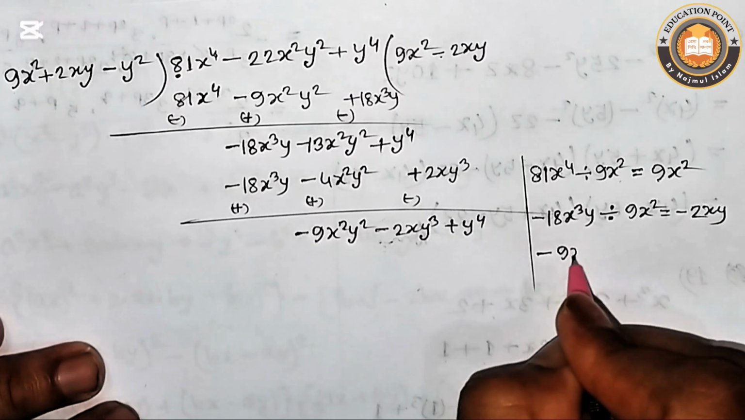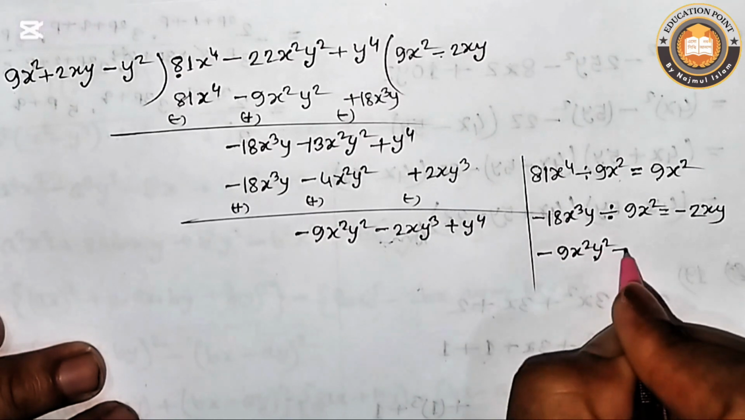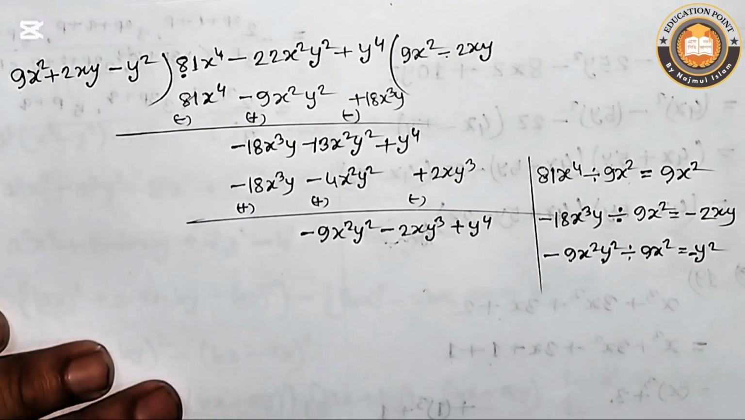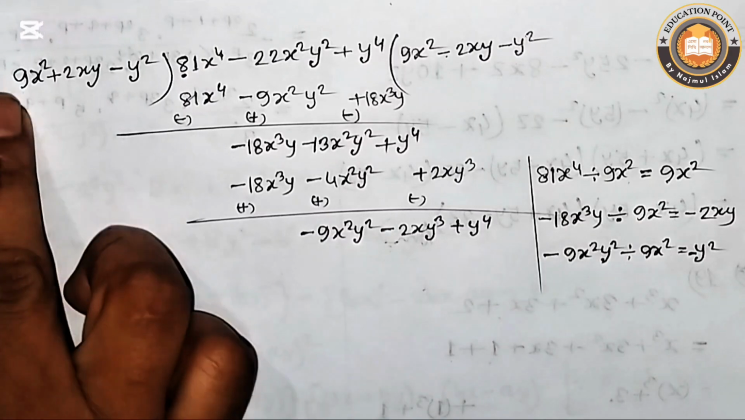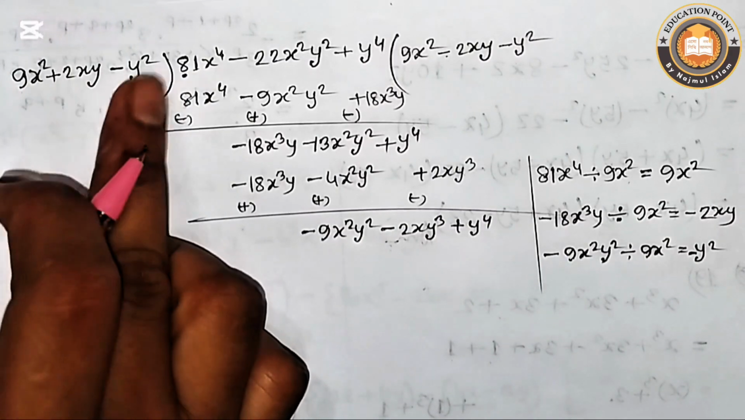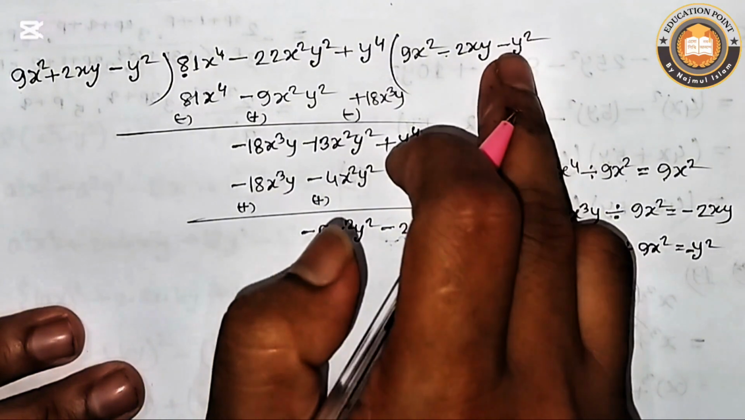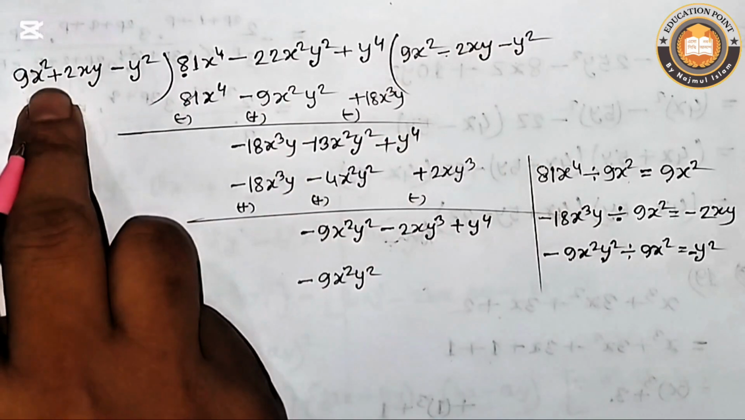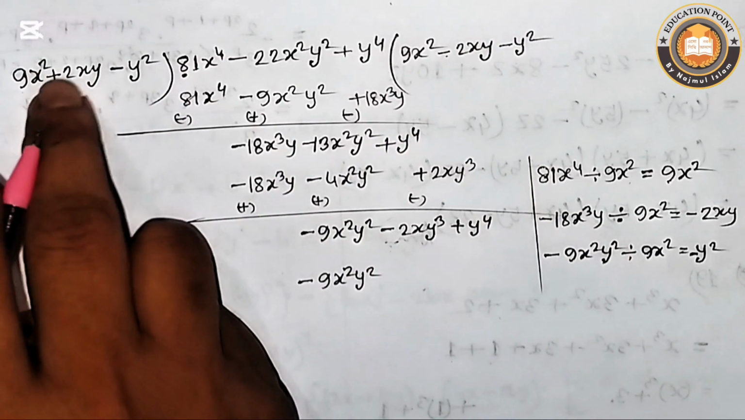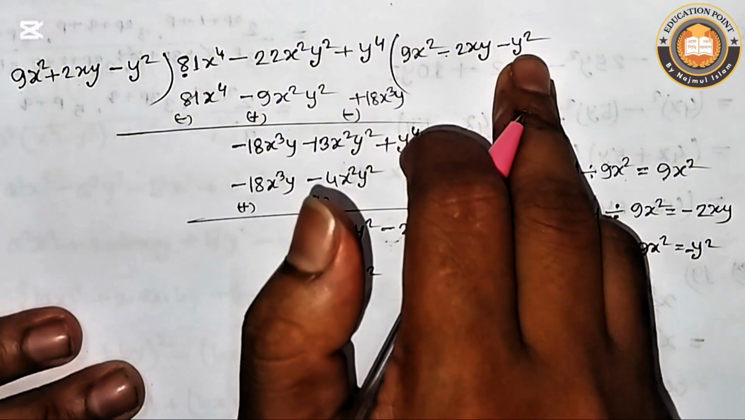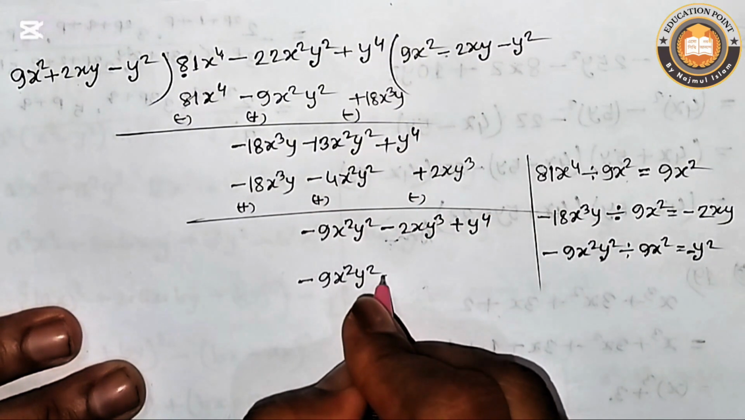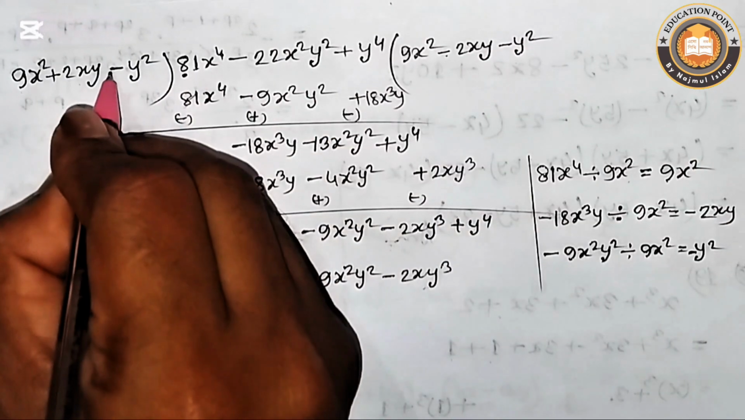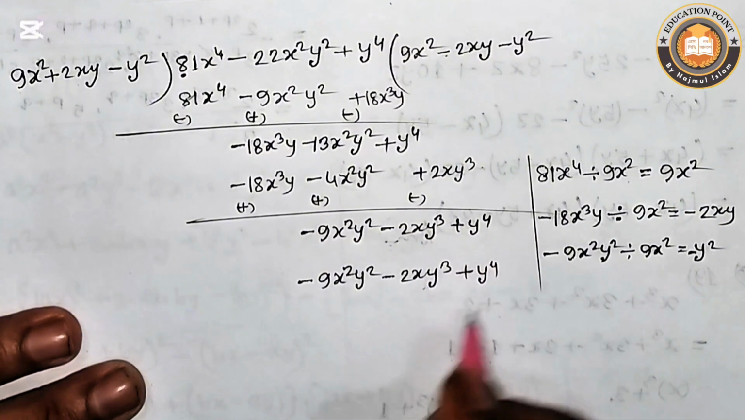Now minus 9x²y² divided by 9x² equals minus y². Now minus y² multiplied with (9x² + 2xy − y²), that means minus 9x²y², minus multiplied plus equals minus 2xy multiplied with y², that means 2xy³. Then minus y² multiplied with minus y² equals plus y⁴.